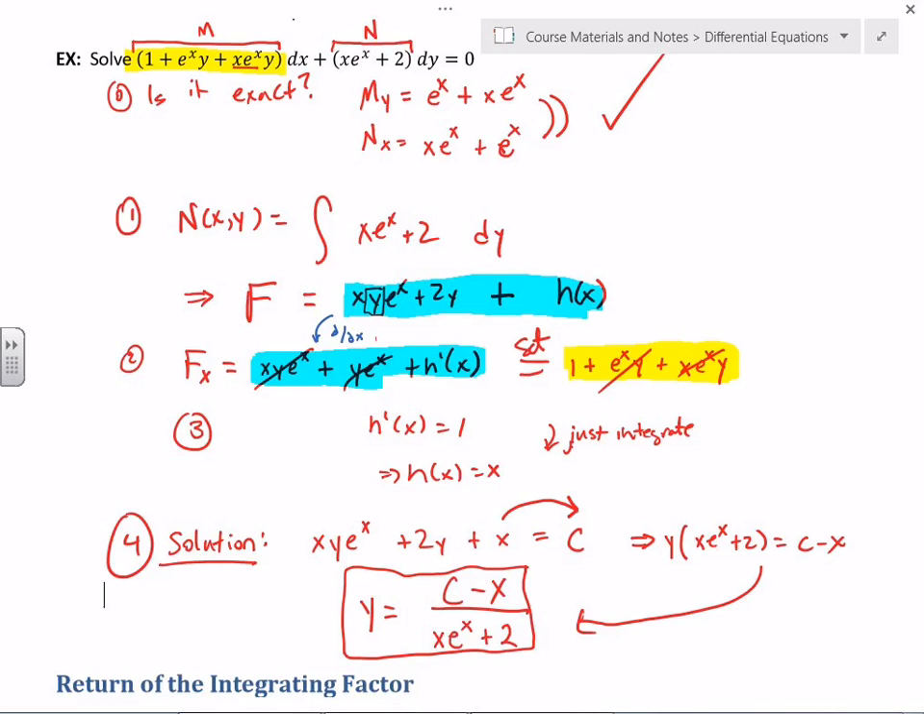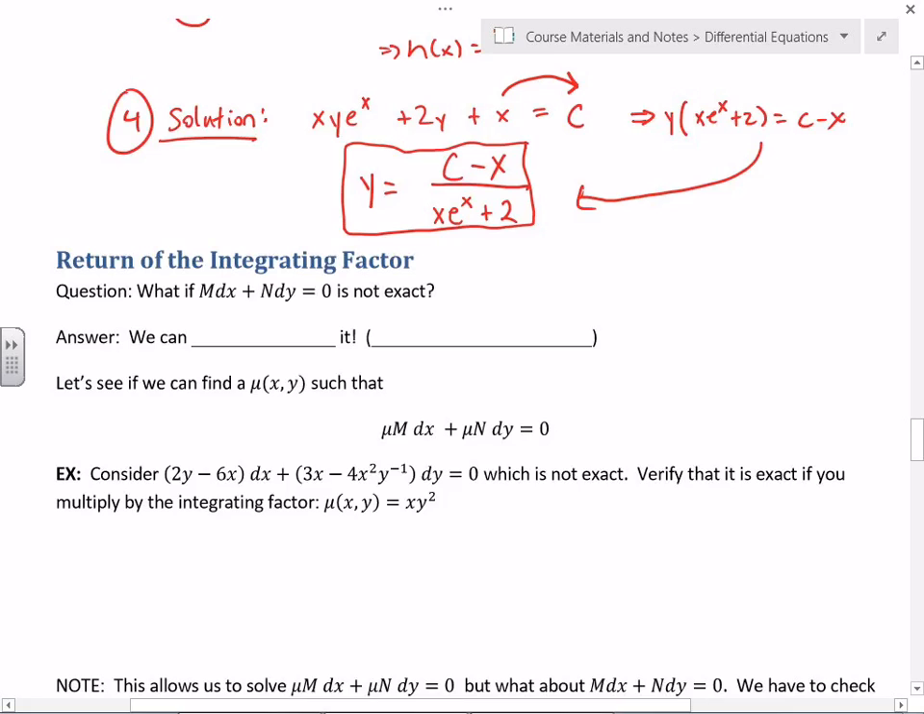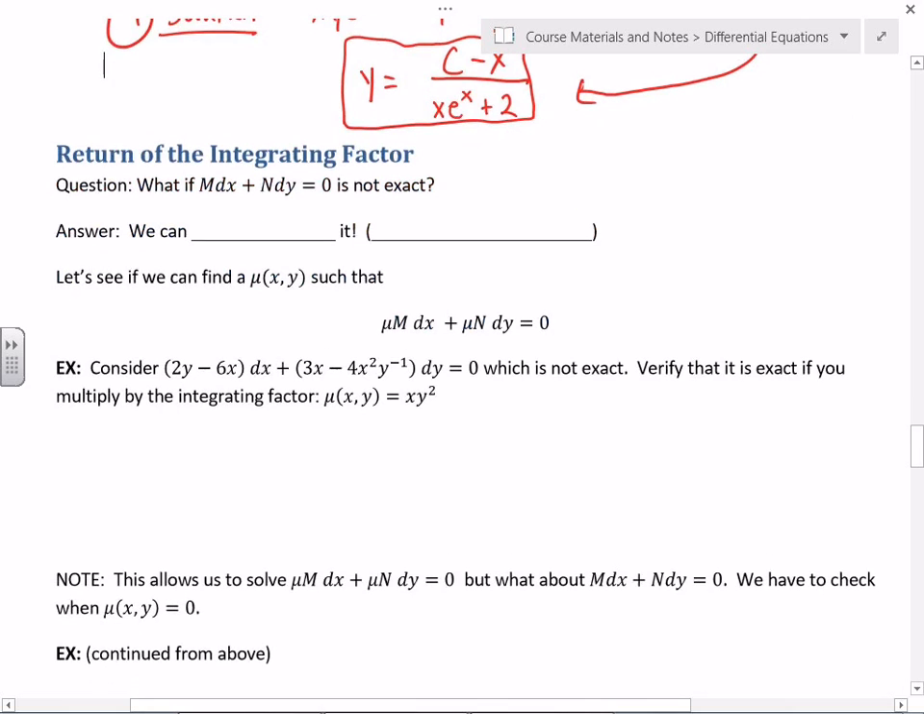Episode 6, Return of the Integrating Factor. Nice. Question: what if the equation is not exact? Then the answer is make it. Use the force, Luke. Make it exact. Force it to be exact. Sometimes this will work. Actually, maybe not sometimes. I would say occasionally. Oh, actually, I would probably say, if we're lucky.